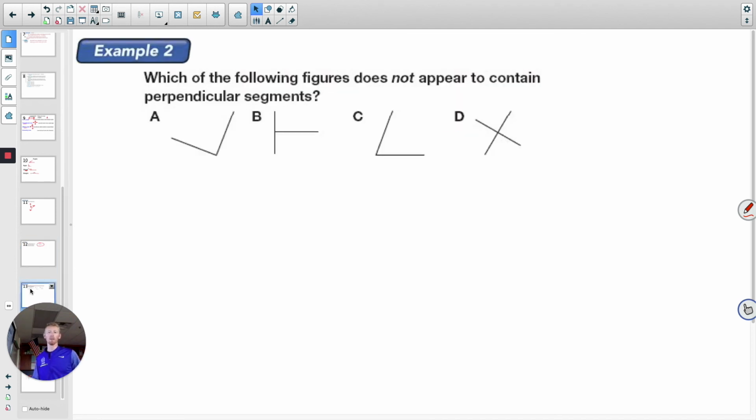Which of the following figures does not appear to contain perpendicular segments? Does not have perpendicular. So remember, perpendicular, they form a perfect square edge. So this one has perfect square edges. This one does as well. This one looks like it does. So it'd be C. C does not contain perpendicular segments.